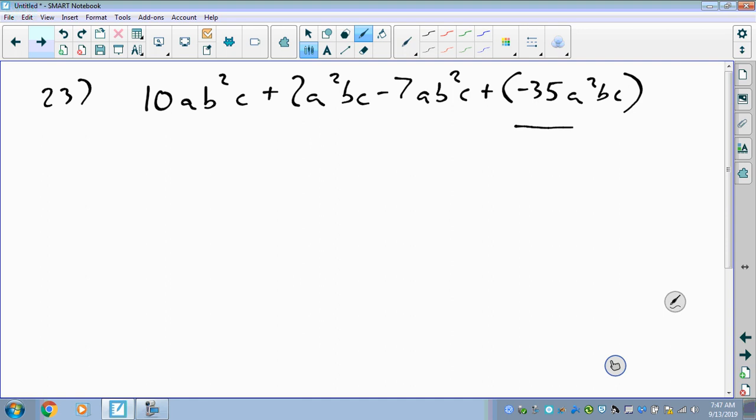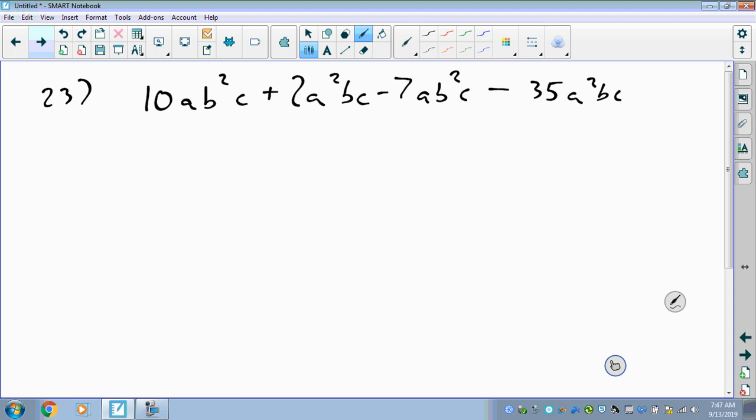Okay, there's nothing inside here to simplify. It's a plus sign on the outside. You can drop those parentheses. This is actually something you wouldn't write this way. You would actually write negative 7 abc squared minus 35a squared bc, okay? So what we can do is drop this and just make this a subtraction problem, okay?